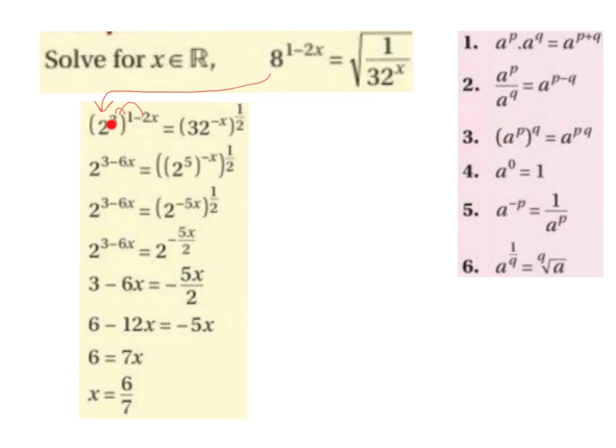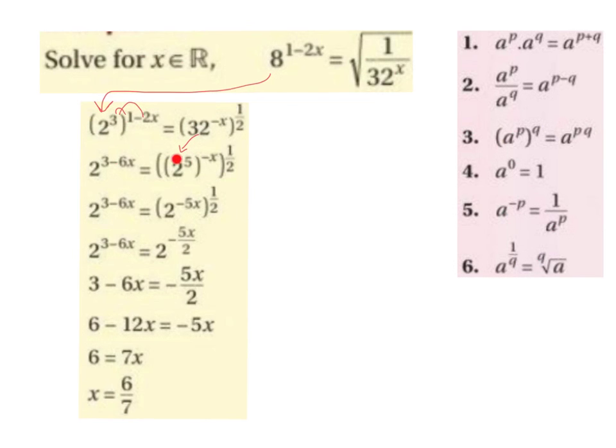So 2 to the power of 3 raised to the power of 1 minus 2x. I'm going to multiply the powers because of law 3. 3 multiplied by 1 is 3. 3 multiplied by minus 2x is minus 6x. Now in this step I'm changing the 32 to a base of 2 with brackets around it, always brackets around it, and that is going to become 2 to the power of 5.